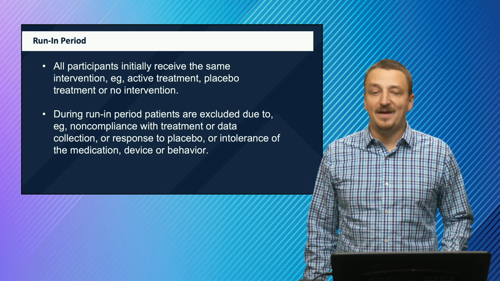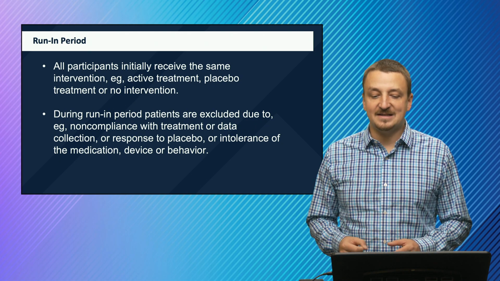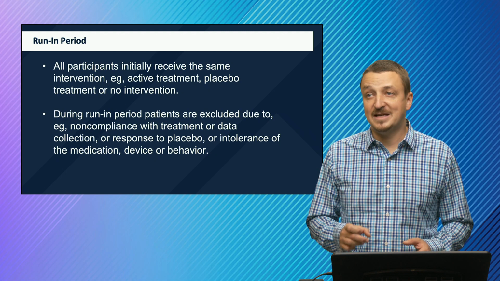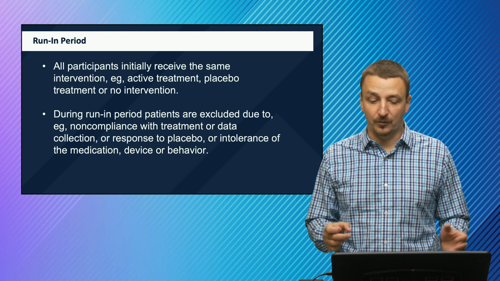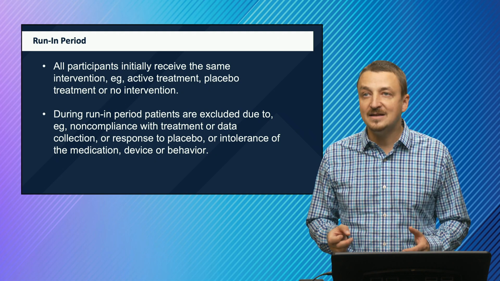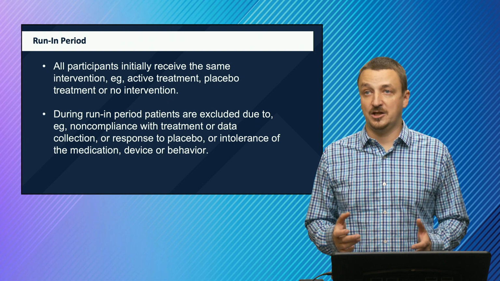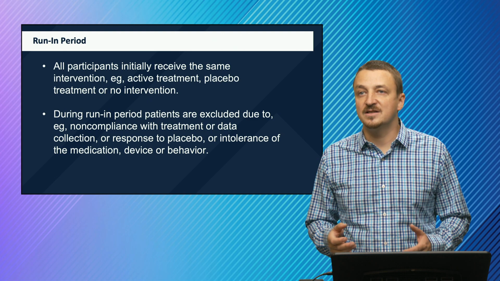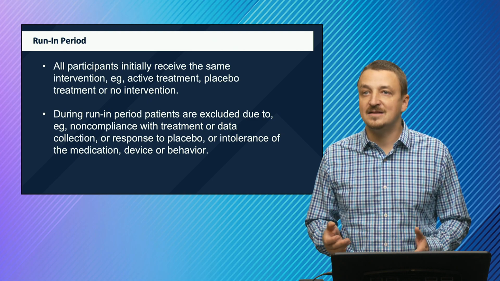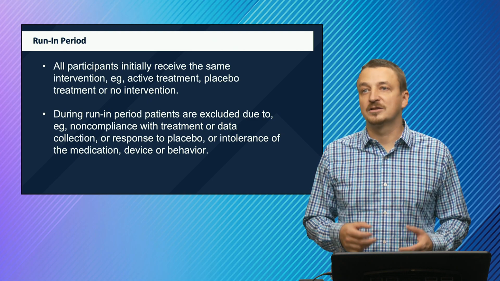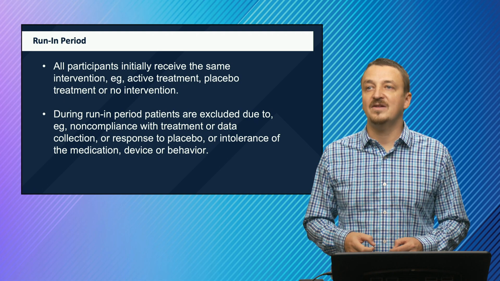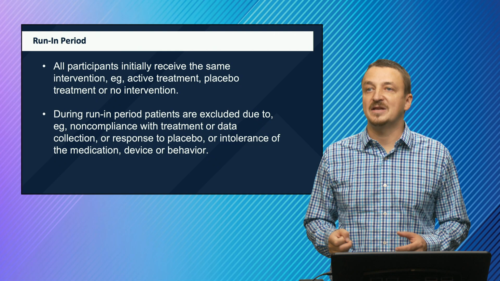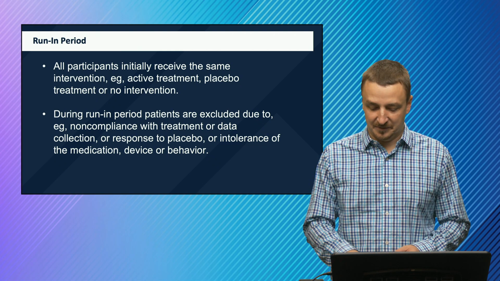So how does this function? Basically, all participants initially receive the same intervention. This doesn't necessarily have to be placebo, as I showed before. This could also be an active treatment, or it could be no intervention at all. During run-in periods, patients are then excluded due to non-compliance with treatment or data collection, response to placebo, which is another way to use run-in periods, or intolerance of the medication, device, or behavior.